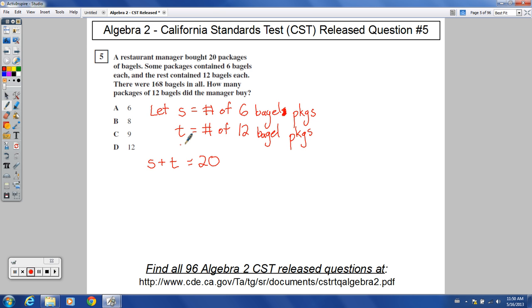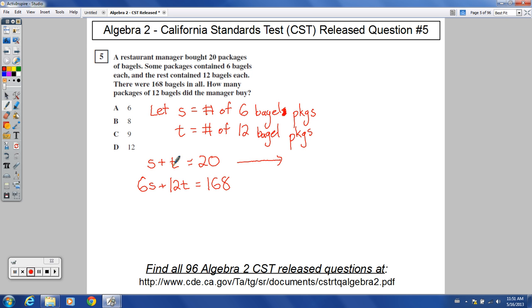So we have however many packages of the 6 bagel packages you have. We're going to have 6 times the number of 6 bagel packages. That would be the number of total bagels with all the 6 bagel packages that you have. And then with the 12 ones, we have 12 times however many of those you have. So 6 times the number of 6 bagel packages and 12 times the number of 12 bagel packages added together equals 168.